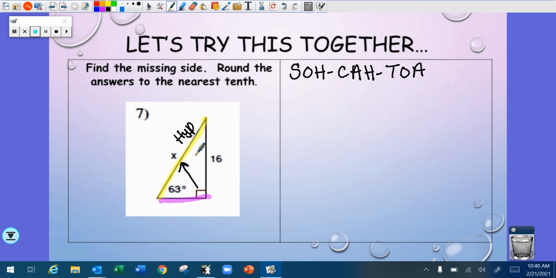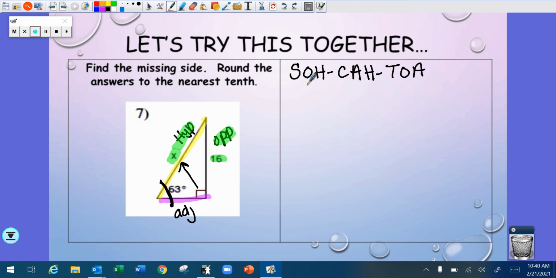This is the HYP. I'm going to put a mark on the angle they gave me. This is angle 63. Remember, we learned this is the adjacent side, and this over here is the opposite side. So what we're going to do is look for what I'm looking for and what they gave me. So I'm looking for the hypotenuse, and they gave me the opposite side.